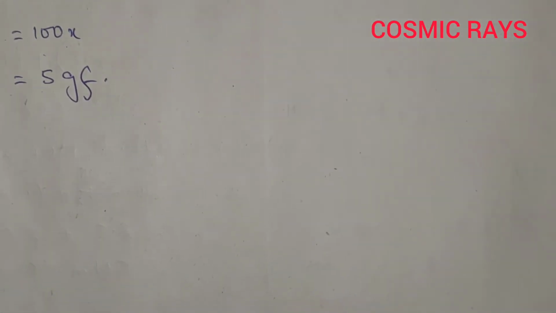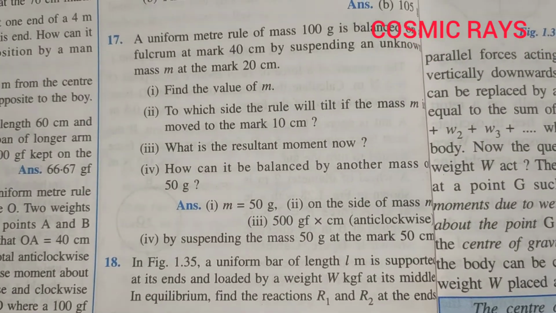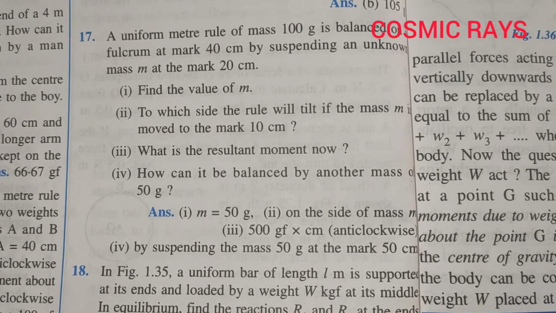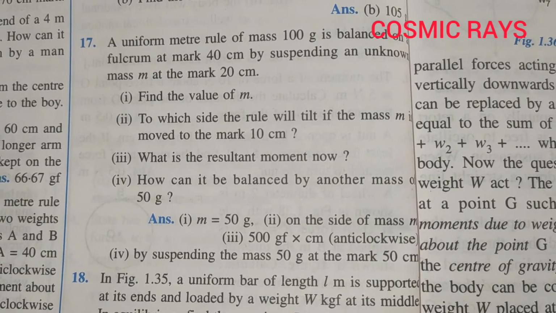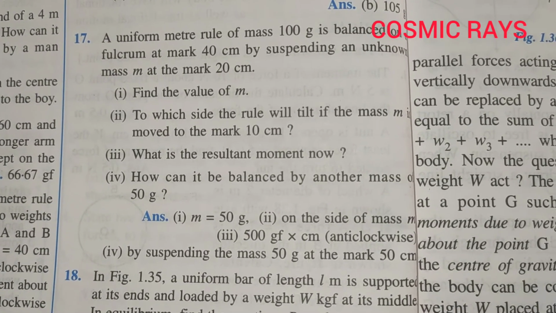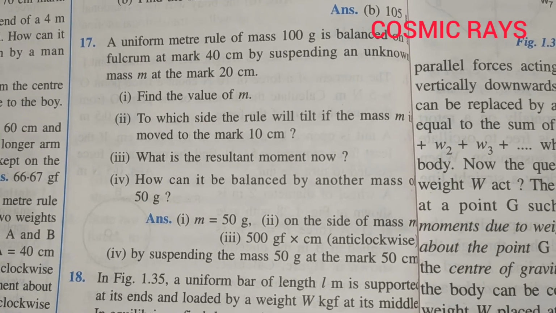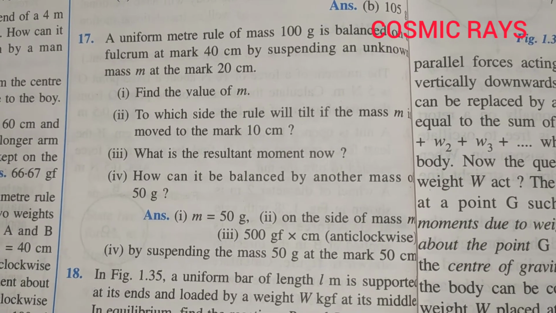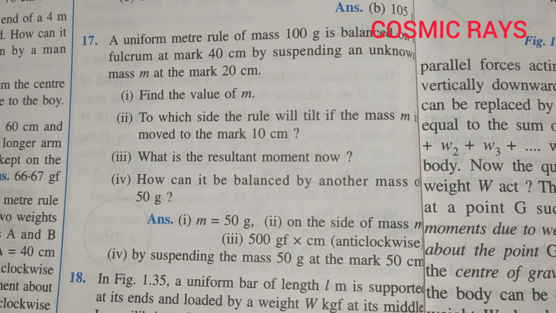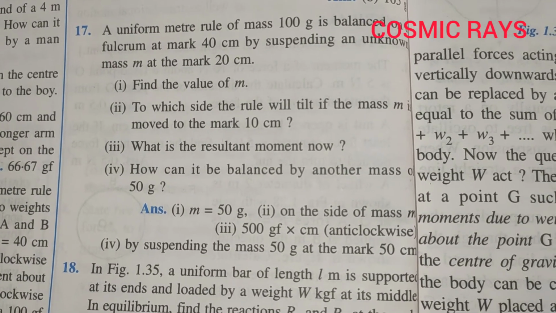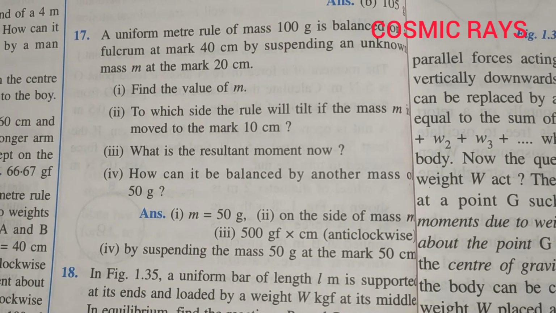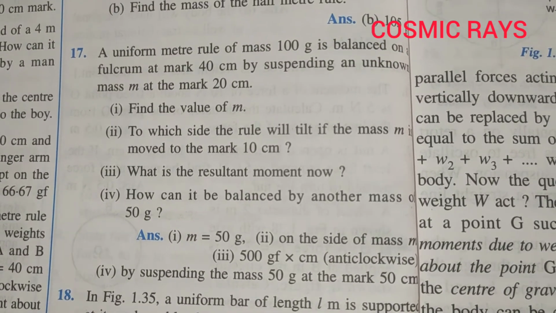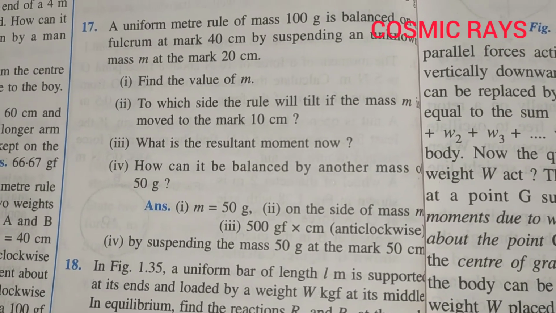Now finally let's try to solve number 17, and that will be all in this AV. It says a uniform meter rule of 100 gram is balanced on a fulcrum at mark 40 centimeter by suspending an unknown mass m at the mark of 20 centimeter. We have to find the value of m, to which side of the rule it will tilt if the mass m is moved to the mark 10 centimeter. Resultant moment, how can it be balanced by another mass of 50 grams.